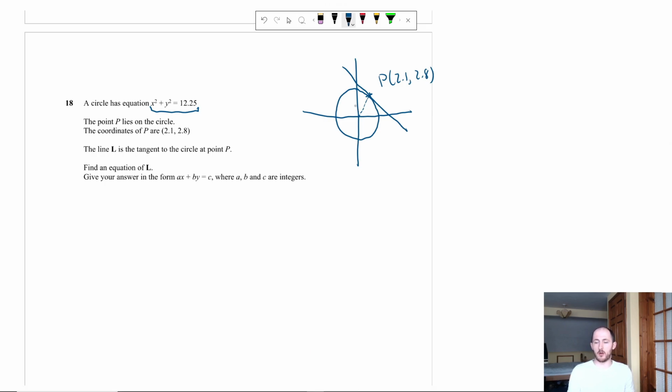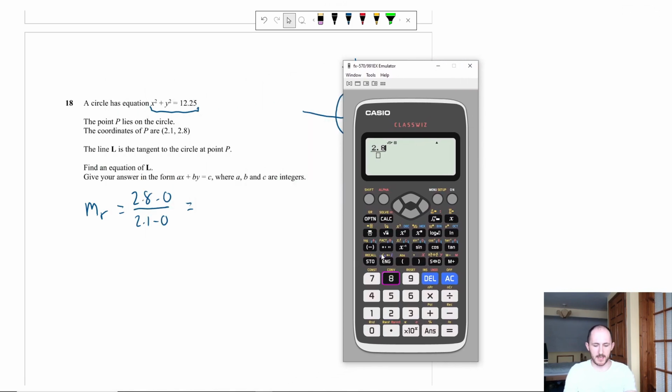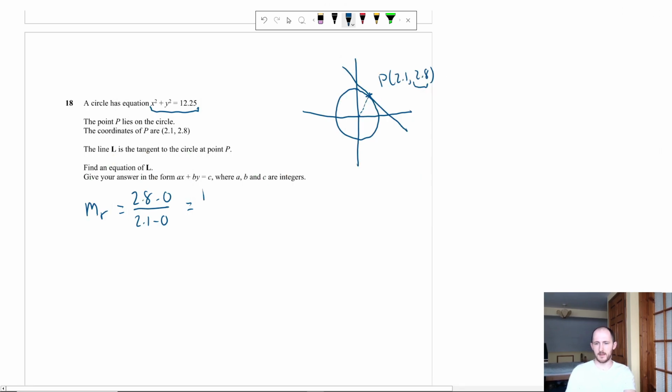So, if I work out the gradient of the radius, I'm going to call that MR for gradient radius, which is just going to be the change in y, which is 2.8 minus 0, because it's at its centre, over 2.1 minus 0. We can do the negative reciprocal, so I'm just going to do 2.8 divided by 2.1 quickly. 4 over 3, that's a nice, easy fraction to deal with. Then, because the tangent is perpendicular to it, we can flip the fraction to make it 3/4 and make it negative to find the gradient of the tangent. If you look at my diagram, the tangent is going down, so negative does make sense.